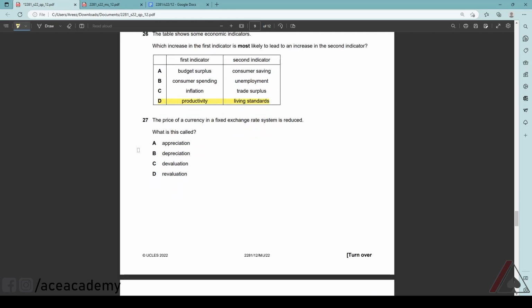All right. 27. The price of a currency in a fixed exchange system is reduced. What is this called? This is a very simple MCQ.